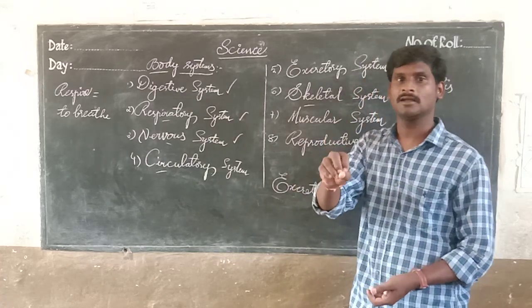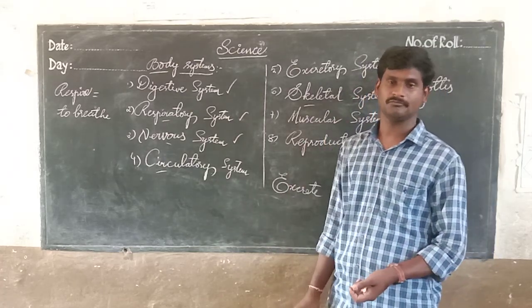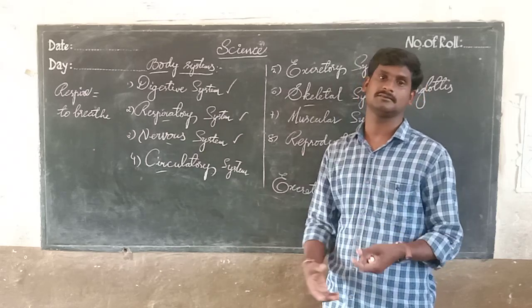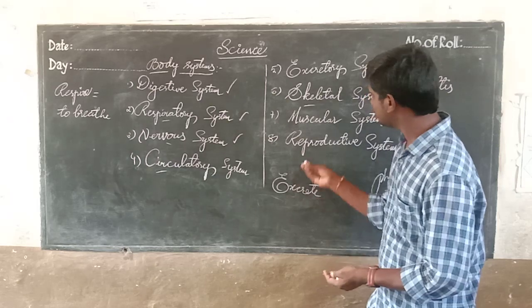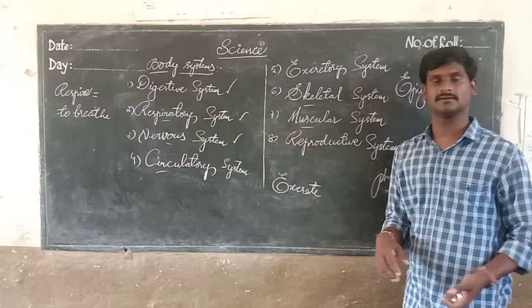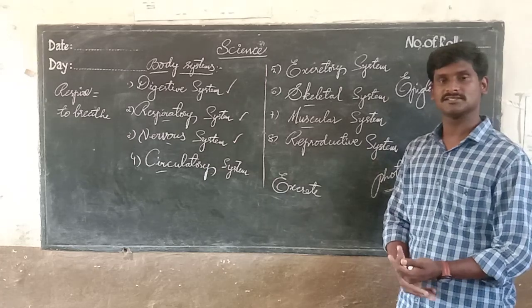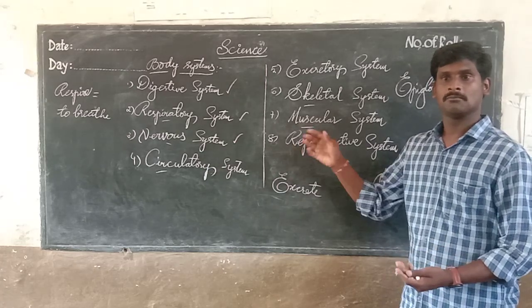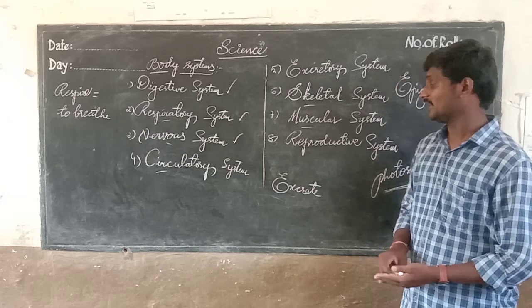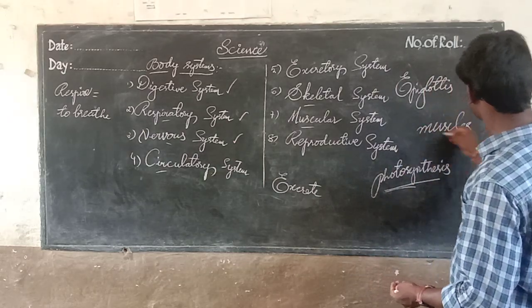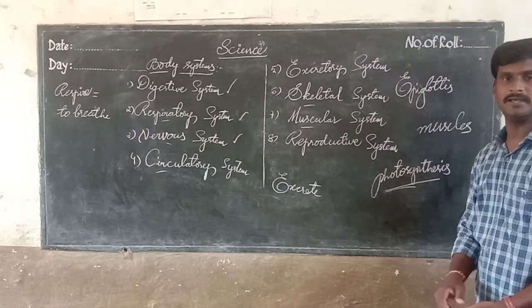But the bones cannot move voluntarily. The work is done by another system, which is called the muscular system. Muscular system means the participation of the muscles.